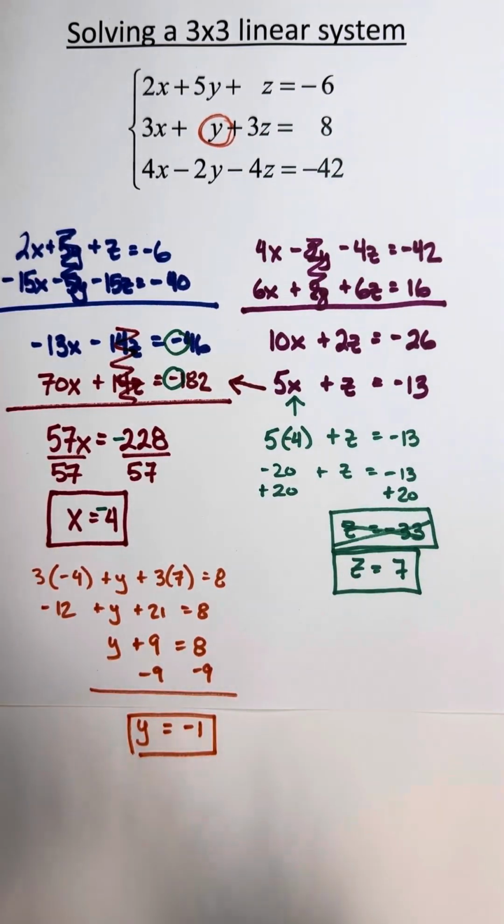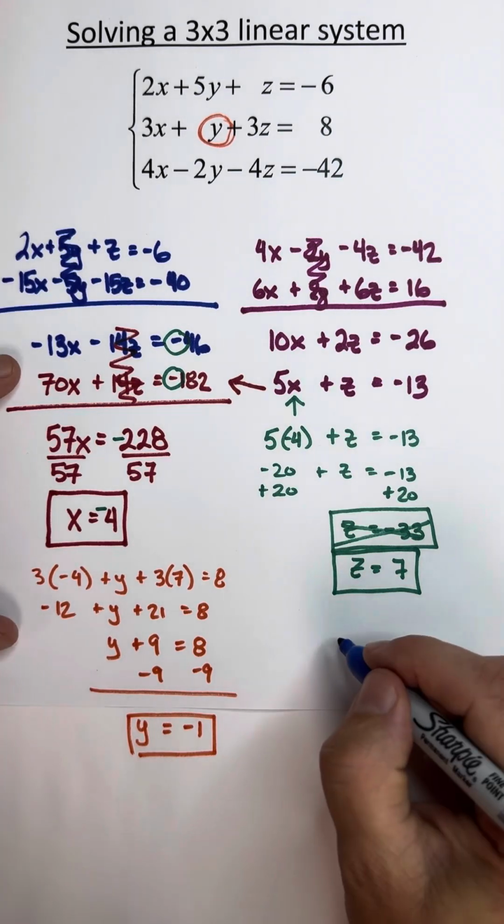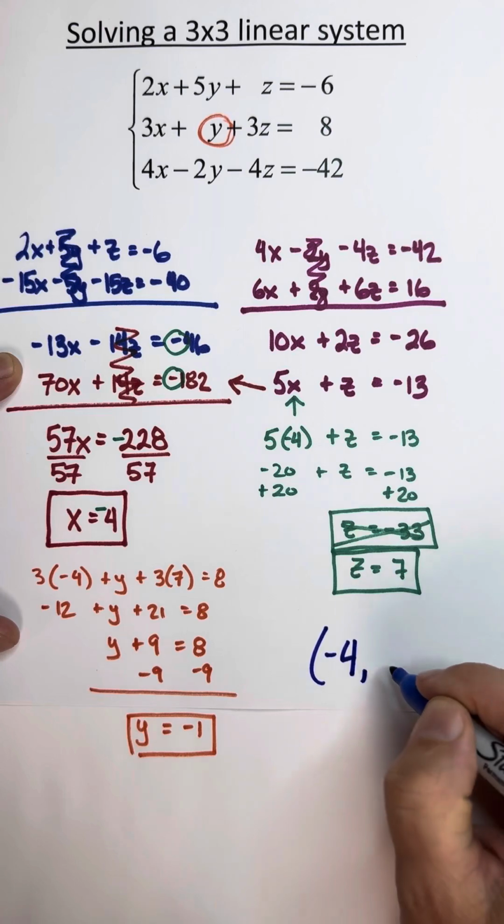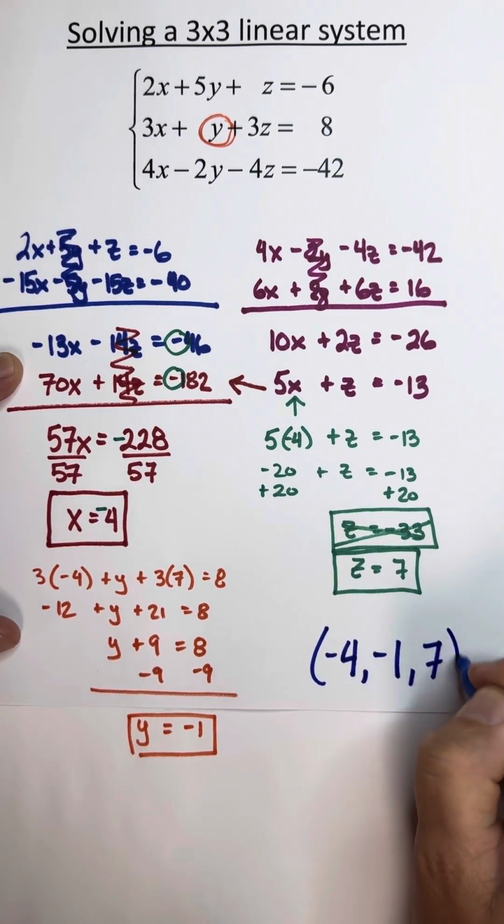Okay, after all that, we have an x, a y, and a z. So our answer is going to be negative 4, comma, negative 1, comma, 7.